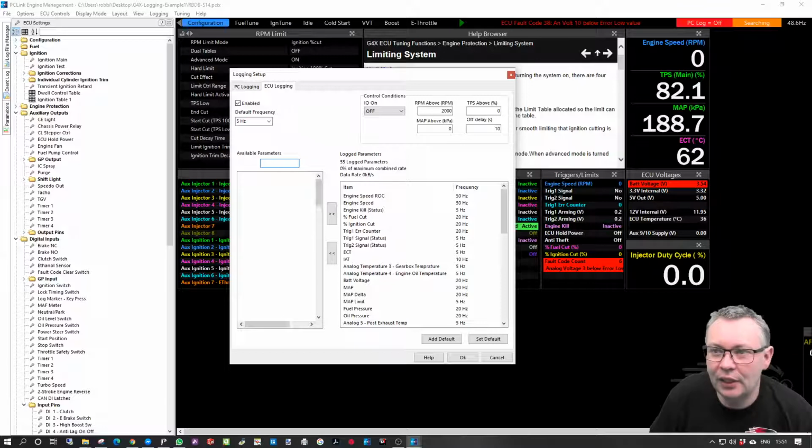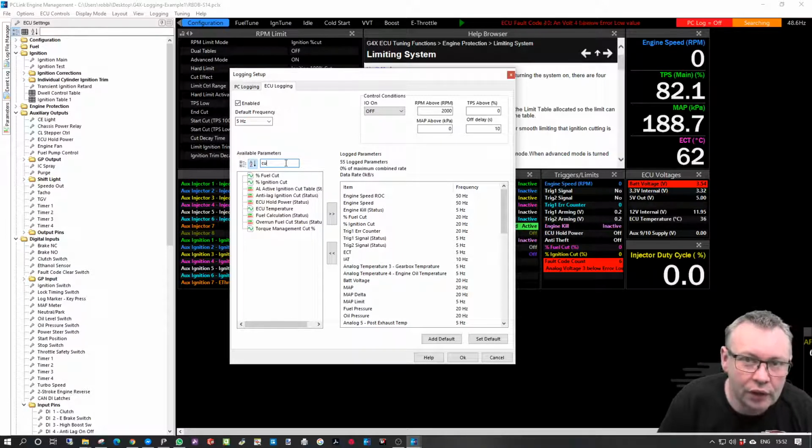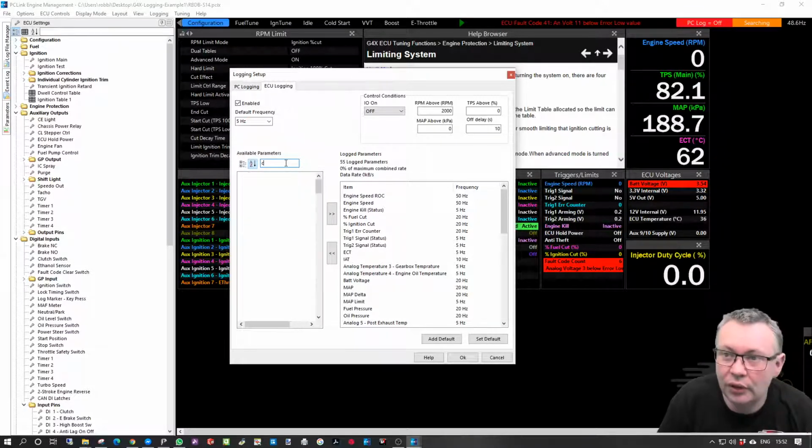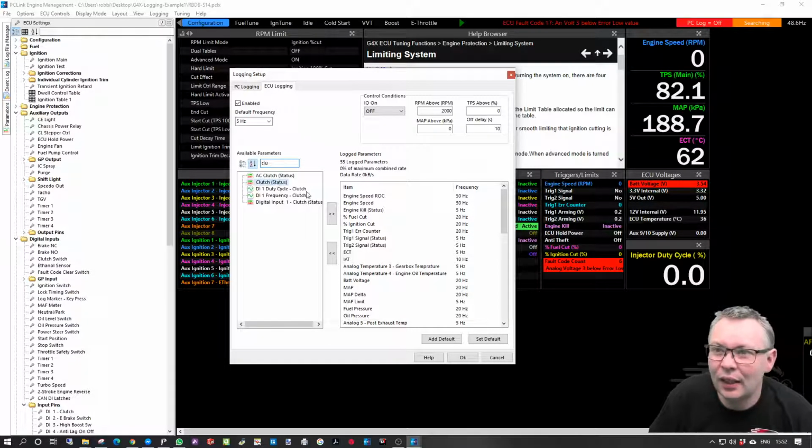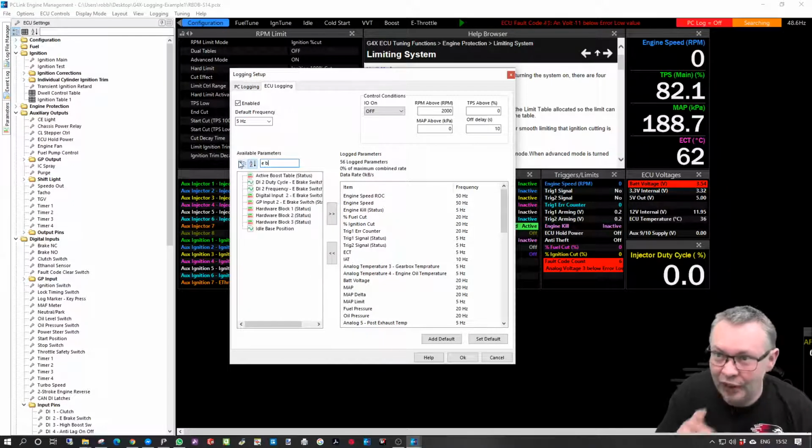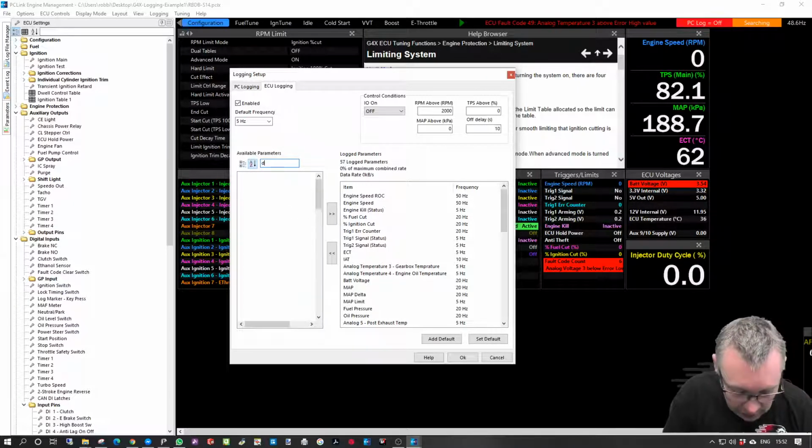So if we just type in clutch and get our clutch switch, clutch switch is on DI1 CLU. Okay, so clutch status, DI1 input clutch status, e-brake switch, E space B, e-brake switch status, might do high boost. So maybe the other thing I could do is just do DI.